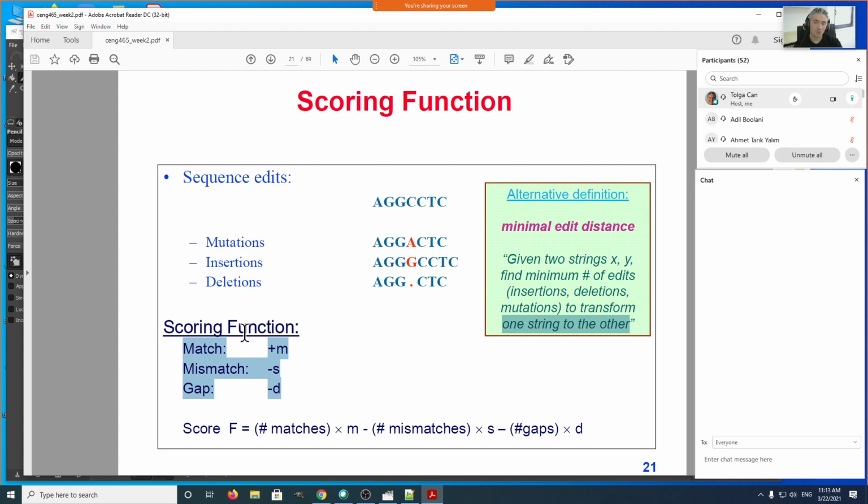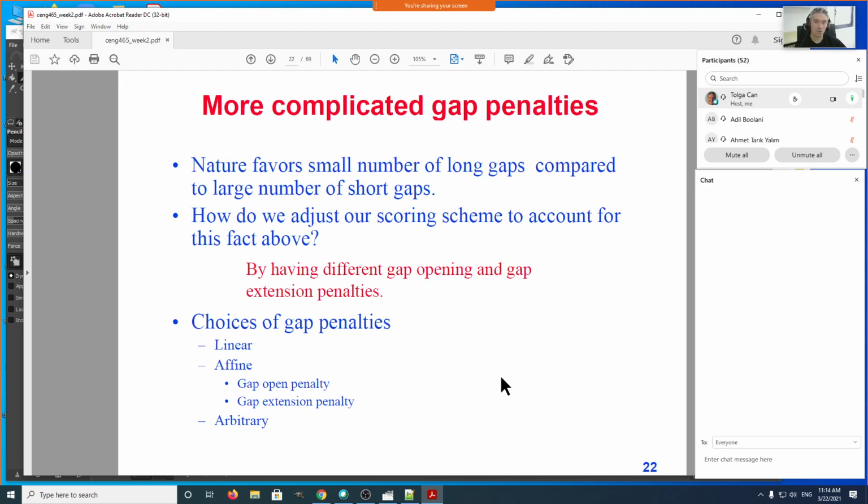Usually they don't play with them too much, because finding the best scoring function for a certain type of sequence match is a different problem. I'm not going to talk about this. So in this first week's pairwise sequence alignment, we are going to assume that a scoring function is given to us as an input to the optimization problem. Somebody tells us that matches are scored plus M, mismatches are scored minus S, and gaps are scored minus D. And since the alignment score is additive, we are going to compute the entire score as a summation of these individual column scores.